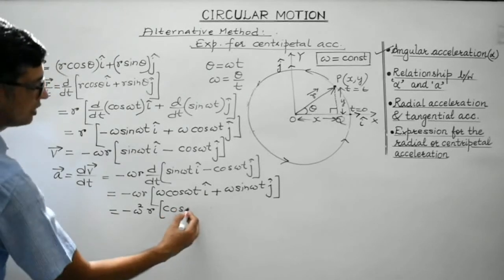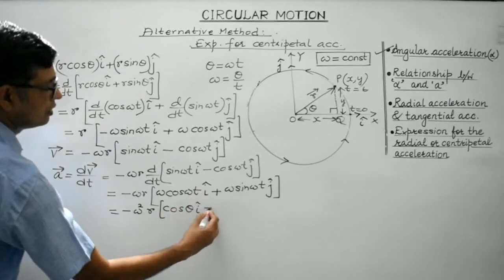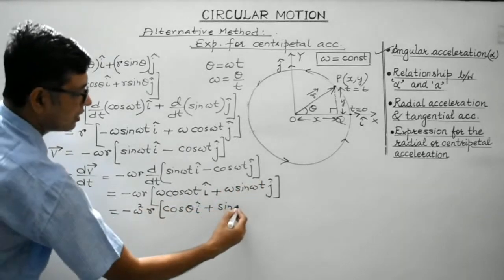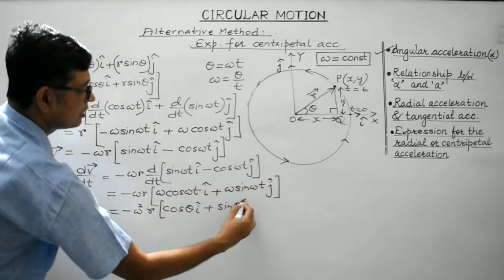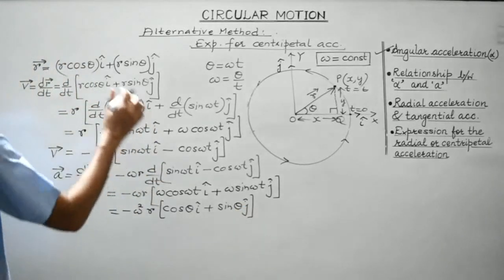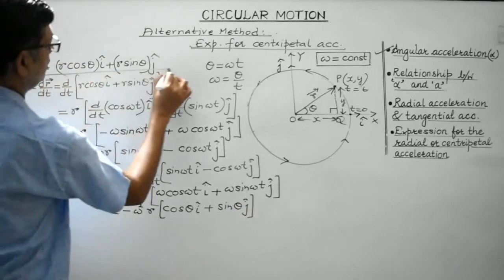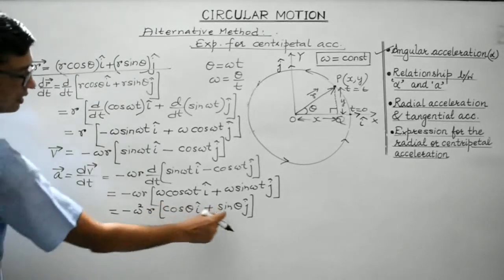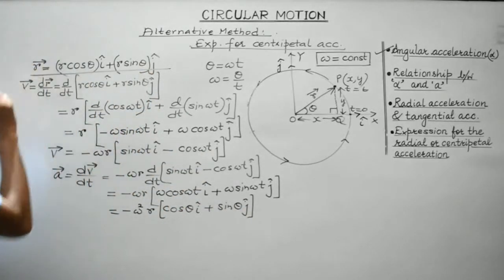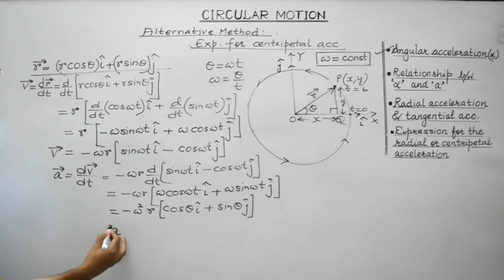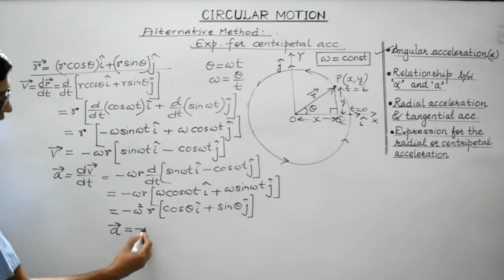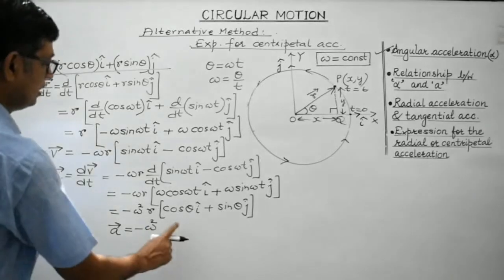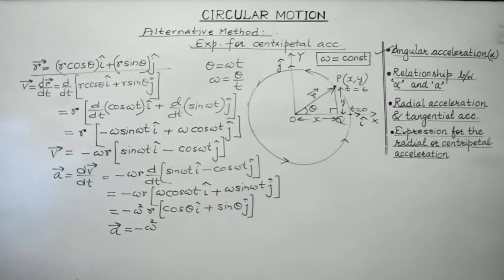cos omega t is cos theta. Omega has already been taken as common, and sin omega t can be written as sin theta, right? Now concentrate on this particular thing. R cos theta i cap plus R sin theta j cap is equal to R vector. Therefore, acceleration is equal to minus omega square, and this is r vector.